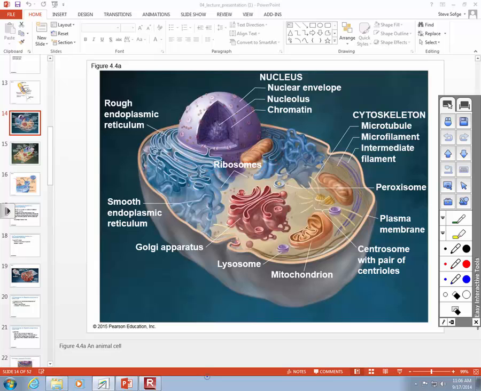Now, as long as the chromosomes are not in a really condensed state, they're not visible. You can't see them. And in that form, they're called chromatin, which you'll see that term right here, chromatin. That just means that the chromosomes are not condensed. They don't actually condense until the cell starts to go through cell division. And when it goes through cell division, then they have to condense.